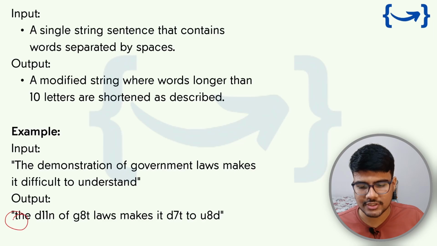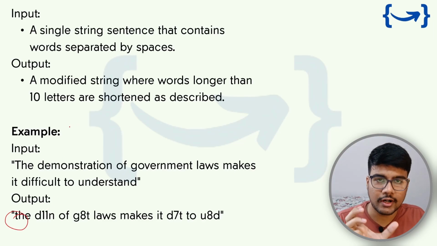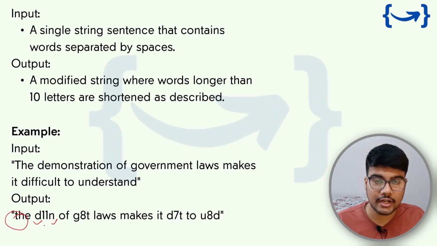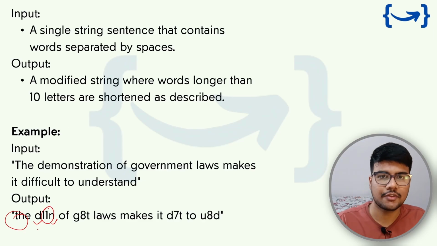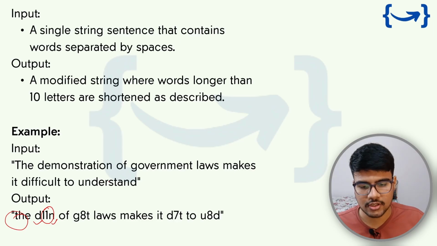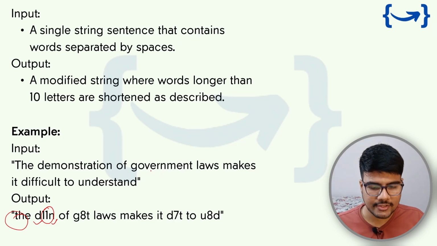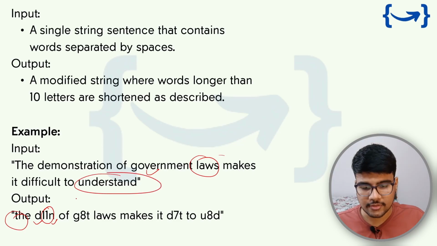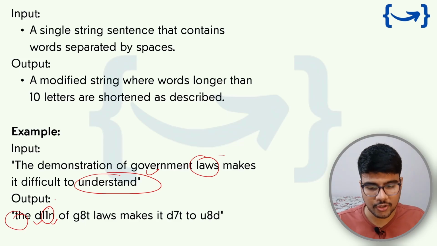So you can see "the", which has a length less than 10, and "demonstration", whose word length is greater than 10. So what you need to do is keep the first letter and last letter, and replace all the characters between the first and last with their count. Similarly it applies to "government" and "laws". "Makes" is less than 10, and "difficult", and "understand", which is greater than 10. The length of "understand" is greater than 10, so we need to put the first and last letters with the total number of characters in between.